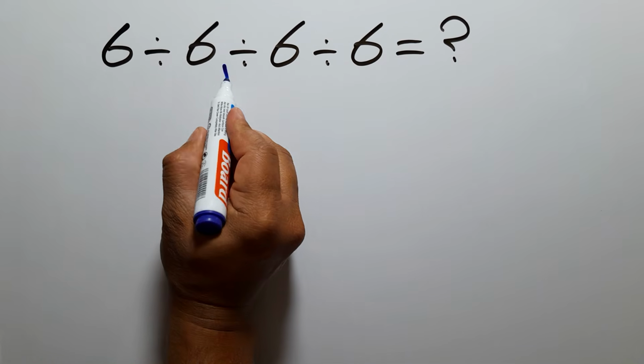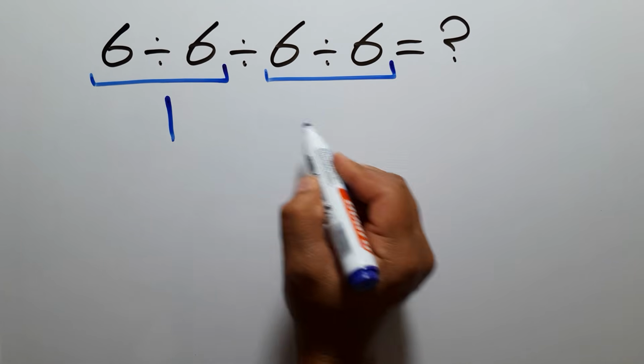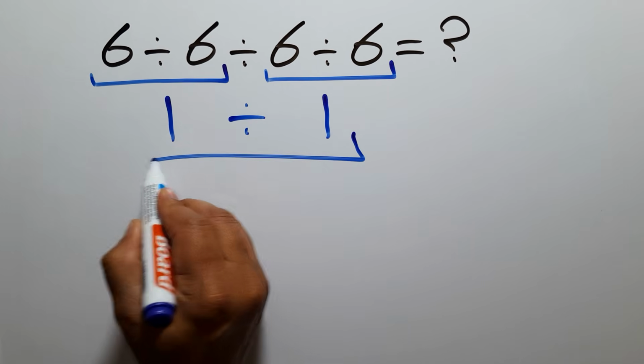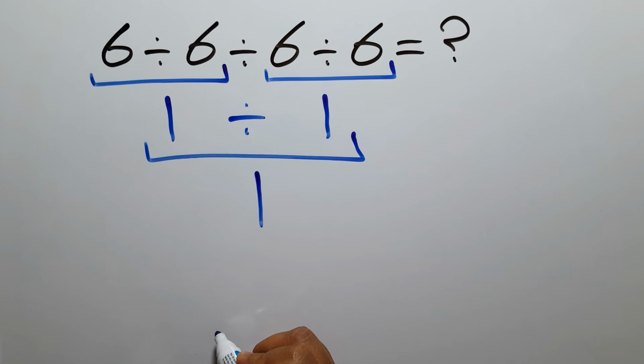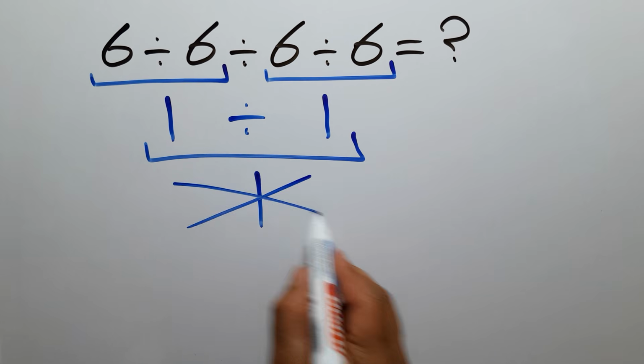6 divided by 6 is just 1. And again here we have 6 divided by 6. So we have 1 divided by 1, which equals 1. Looks right, doesn't it? But it's actually wrong.